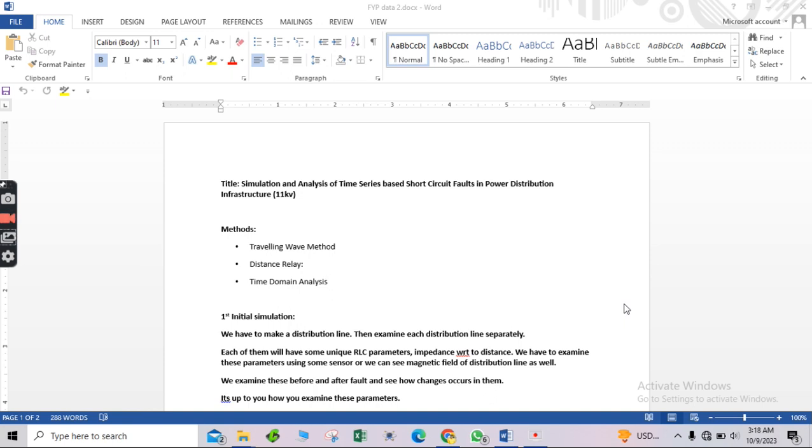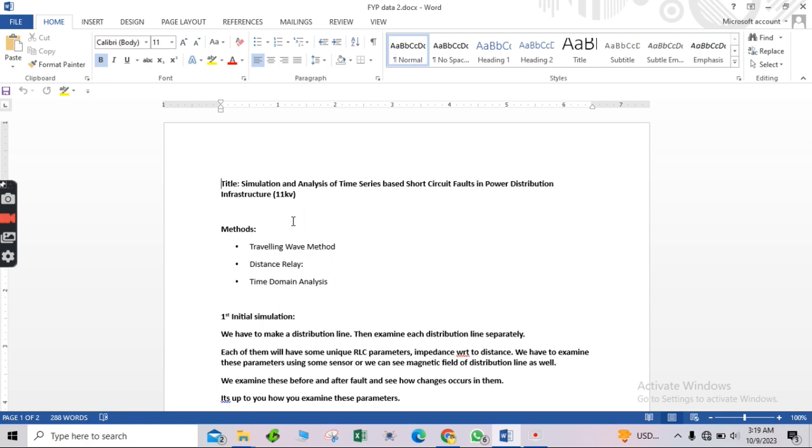Okay, so the title defines what I have to know. We have to solve this problem: simulation and analysis of time series based short circuit faults in power distribution infrastructure, 11 kilovolt. Honestly, I don't know everything. I just know the basic concepts and how I will do this. I will divide this problem into multiple milestones and do this.